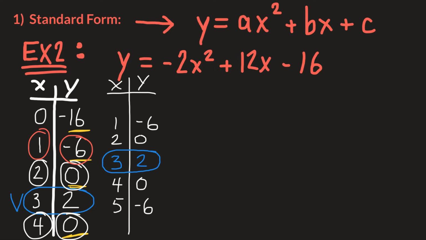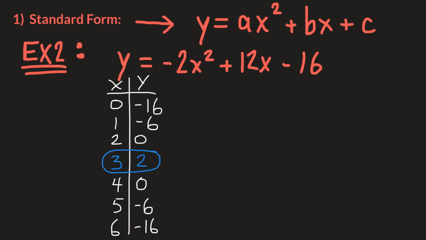Also, we could extend this because we know when x is 0, y is negative 16. So when x is 6, y is also negative 16. You can see that the most important point to find here would be the vertex, so that you can use the mirror image to come up with different points on either side of the vertex.